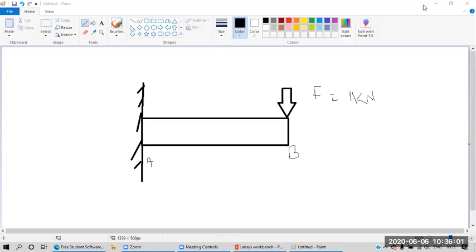Let me decrease the size of this chat box. Okay, so let's say that this force is acting on the point B.